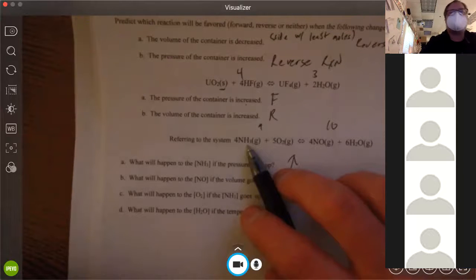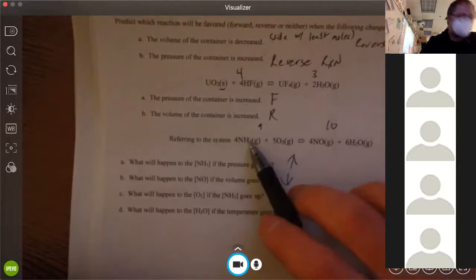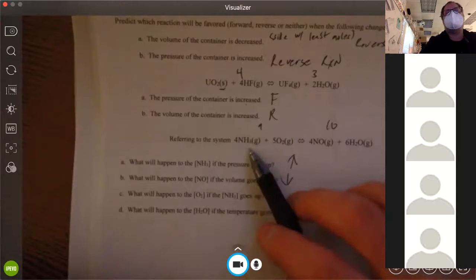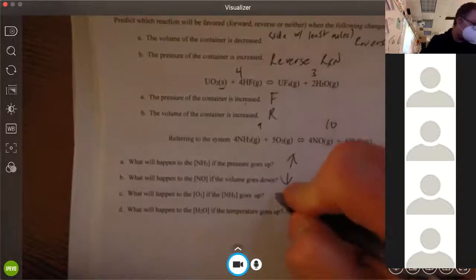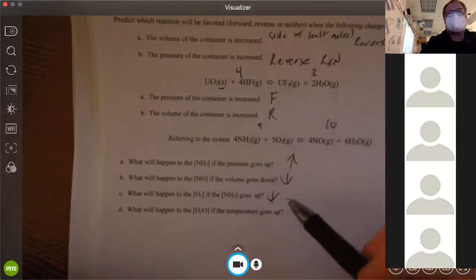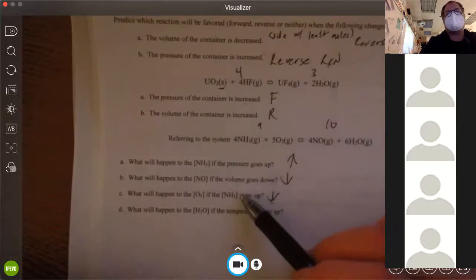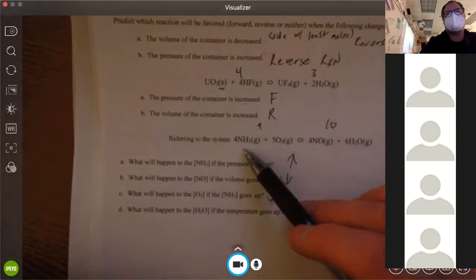What will happen to the O2 if the NH3 goes up? Well, if we have an increase of NH3, what will happen to the O2? Well, if we add NH3, then that NH3 is going to collide more with O2, causing the O2 to go down. Now, this is kind of a weird reading. I'm thinking that they changed the concentration of NH3.